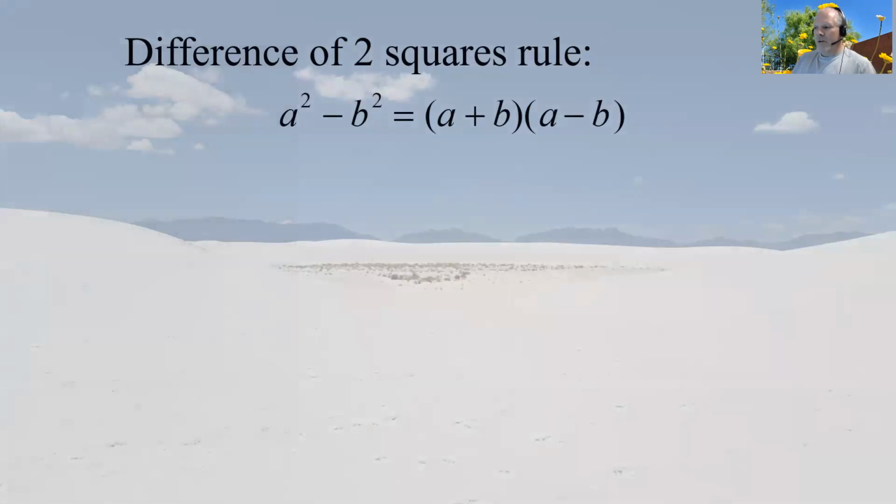To recognize that you have a difference of squares, it means literally what it says. You have a difference because there's a minus in the middle, and you have squares, a squared and b squared. And when we factor it, you end up with two binomials multiplied together. One has a plus in the middle, the other has a minus, and you take a and b, meaning the square root of this and the square root of this, because a is the square root of a squared. b is the square root of b squared.